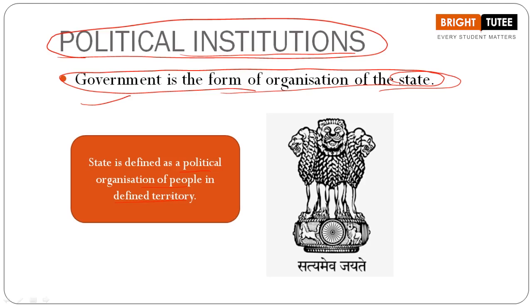So in simple terms, we can define state as a political organization of people, right? People are living in that particular state. I'm talking about different states. It can be Madhya Pradesh, it can be Gujarat, it can be West Bengal, it can be any state. But each and every state has a defined territory, which is an important point that you have to note down. Okay? So state is defined as a political organization of people who are living in this defined territory.